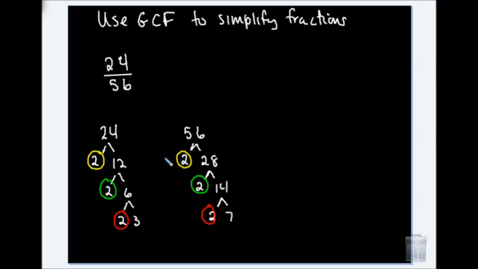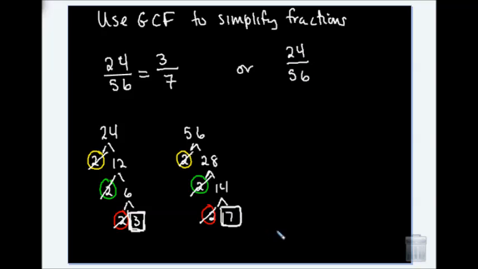If we're using greatest common factor to simplify fractions, everything that is a pair is going to cancel each other out. And whatever is left over, 24 has a 3 left over, 56 has a 7 left over. Or we could say that the greatest common factor was 8. We found that already. And we can divide both of them by 8.